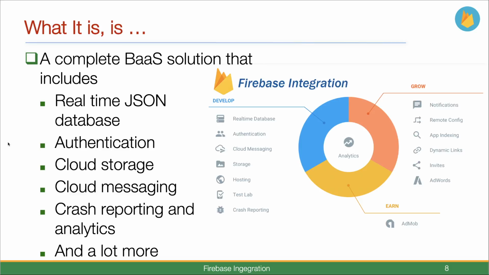Okay, it supports authentication, and again, that's what we'll be looking at in one of our labs. It supports cloud storage, cloud messaging, crash reporting, analytics, and there's a hell of a lot more, as I said. We just highlight some of them there. We actually have our hosting. There's a test lab, which is really nice. We've got our app indexing. You can remotely configure your apps and push out new versions and all the rest of it, especially when you're testing.